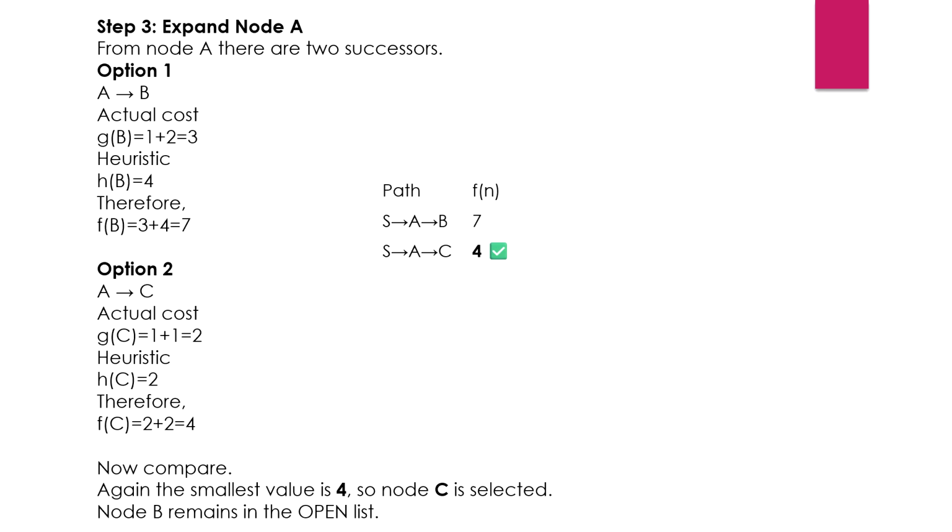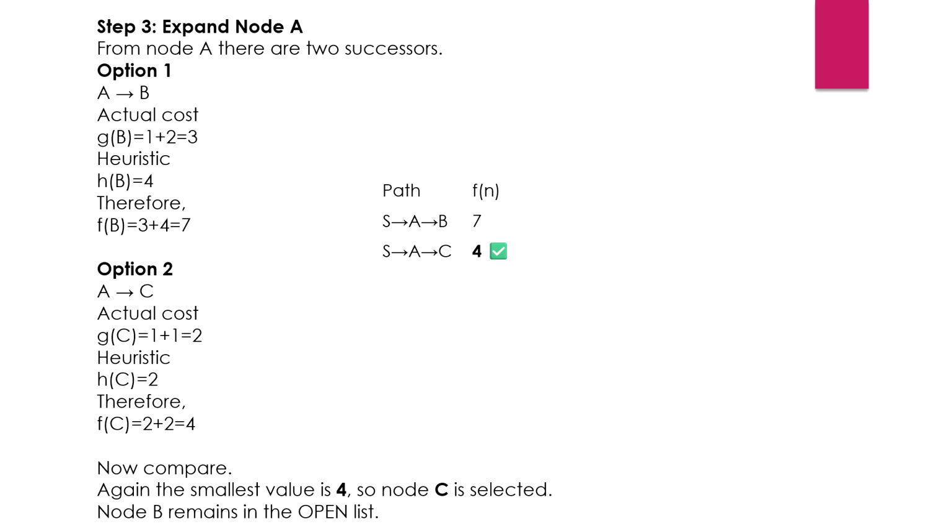And step 3, expand node A. From node A, there are two successor nodes. Option 1, A to B, option 2, A to C. Now also find f of B and f of C values and compare the two values.